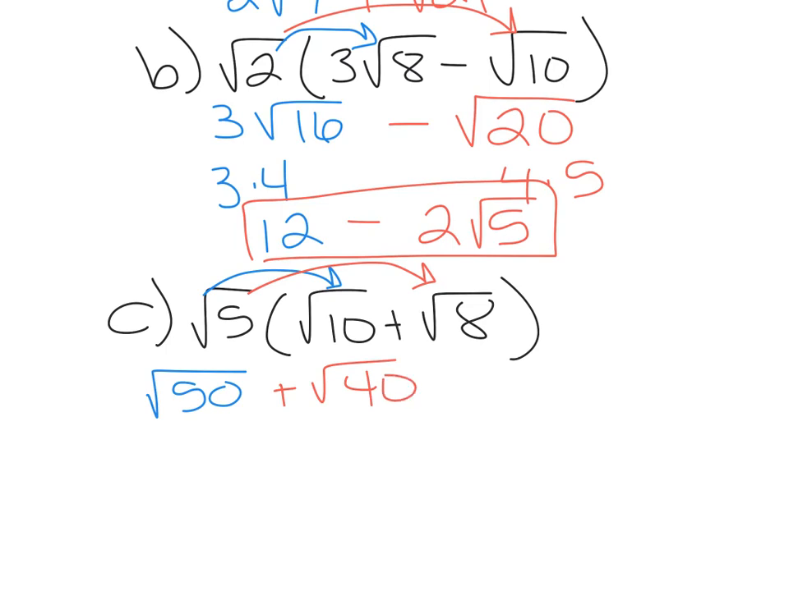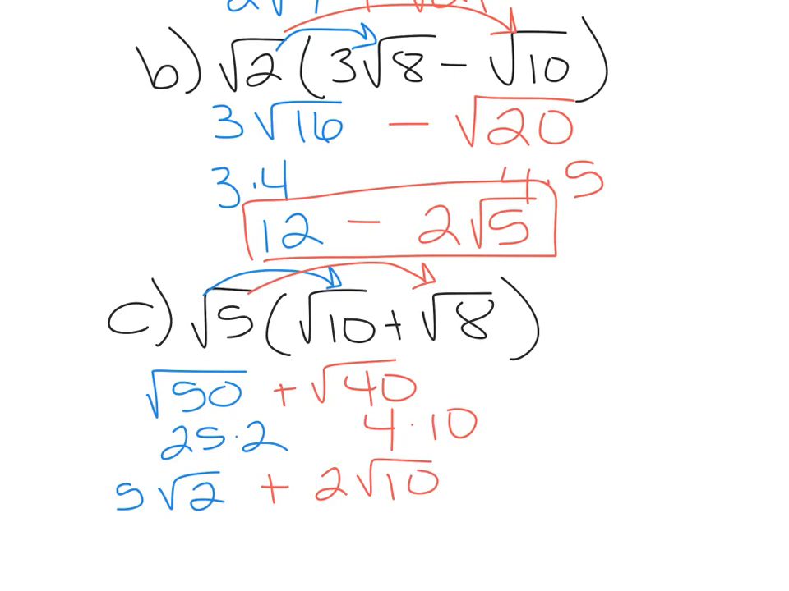Then we simplify. 50 is 25 times 2. So that 25 we square root, bring to the outside. The square root of 25 is 5. This becomes 5 square root of 2. The 40 has a 4 times a 10 inside it. So the square root of 4 comes to the outside as a 2, and the 10 stays underneath. And that's your final answer there.